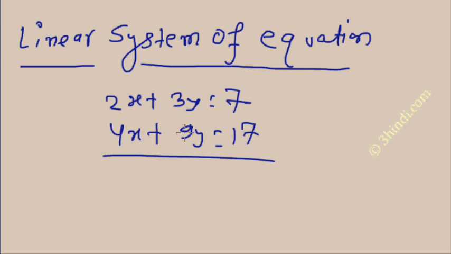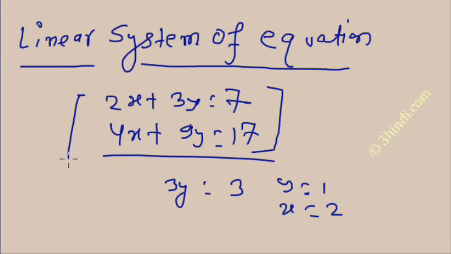Just multiplying and subtracting these two, you will get 3y is equal to 3, so y is equal to 1 and x is equal to 2. So 4 plus 3 is 7, and 8 plus 9 is 17. So this is the solution: x is equal to 2, y is equal to 1 for this system of equations. This is a system of equations, and linear means the power of the variable is 1. Here the power of x is 1 and y is 1, so you can solve it easily.